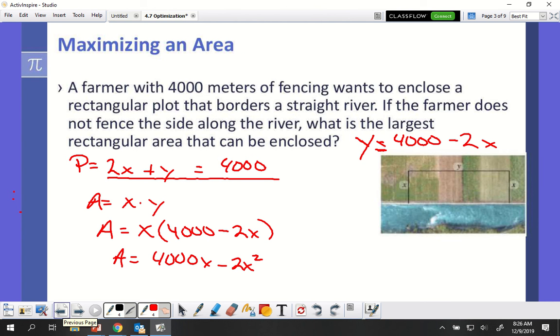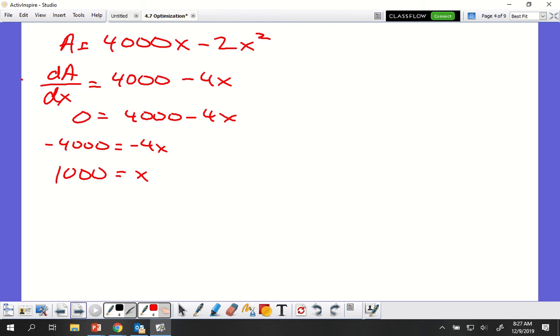So if x is 1,000, what's y going to be? Because look, right here, y is equal to 4,000 minus 2x. But if it's 2 times 1,000, that's 2,000. So that means that y has to be 2,000. There we go. What are my units? Meters.